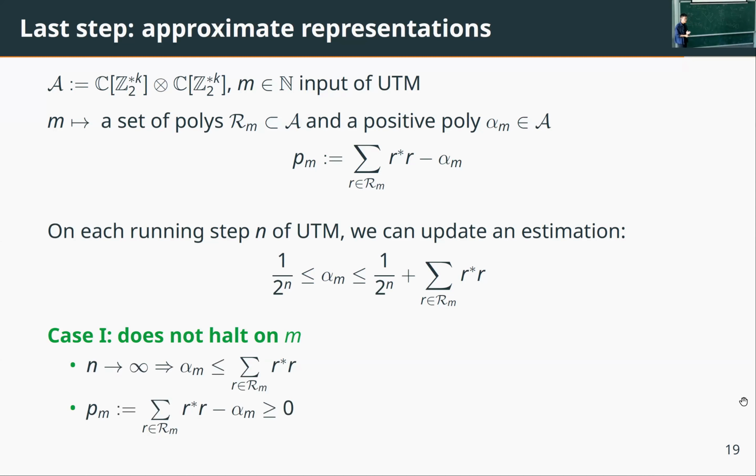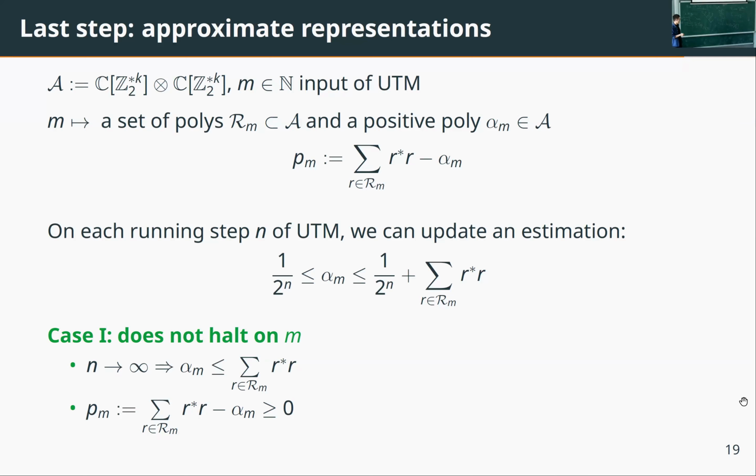Case one: suppose this M is a non-halting case. In this estimation, you can take n going to infinity. So alpha_M will always be bounded by the sum of squares terms. So P_M is the sum of squares terms minus alpha_M, and it is positive. So based on this estimation, you know that if M does not halt, then this P_M is positive.